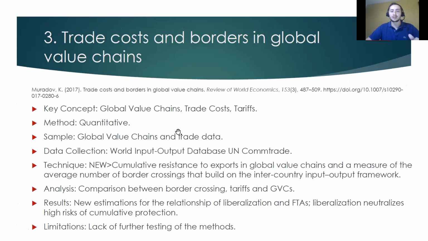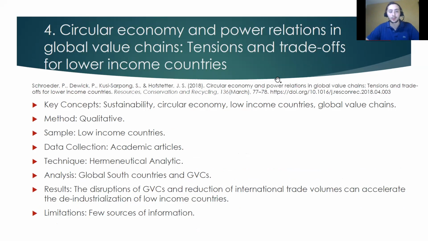The third reading was Trade Costs and Borders in Global Value Chains. This had a quantitative method: they studied global value chains and trade data, especially the World Input-Output Database and new income trade. They created a new technique of cumulative resistance to exports in GVCs and a measure of the average number of border crossings built on the intercountry input-output framework. The analysis was a comparison between border crossing tariffs and GVCs. They found new estimations for the relationship of liberalization and FTAs, and determined that liberalization neutralizes high risks of cumulative protection. Further on, I think they lacked further testing of the methods, because only their own method was tested.